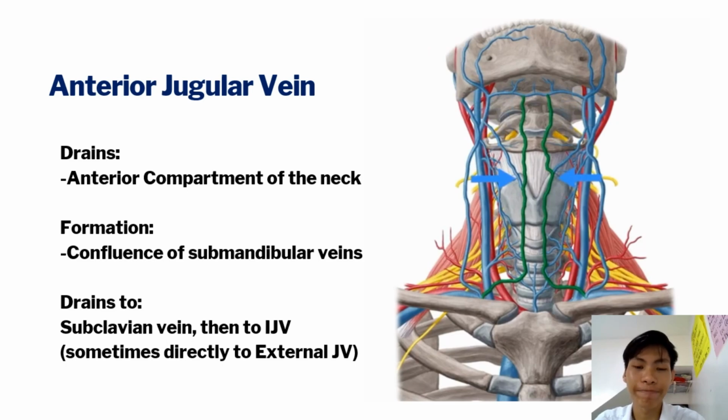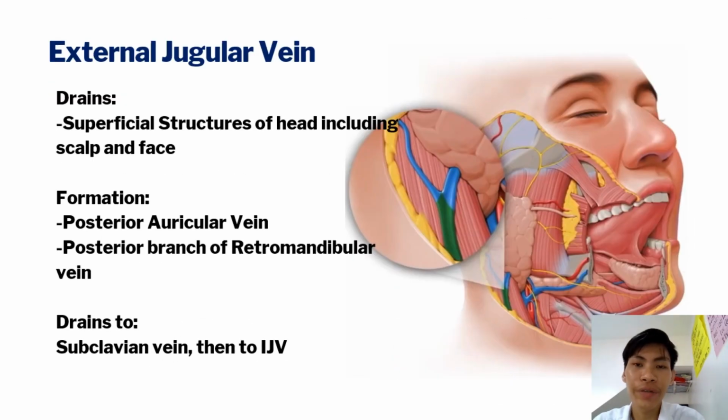The external jugular vein drains superficial structures of the head, including the scalp and face. It is formed by the union of the posterior auricular vein and the posterior branch of the retromandibular vein near the angle of the mandible. This vein travels down the neck superficial to the sternocleidomastoid muscle and drains into the subclavian vein right before it joins with the internal jugular vein, as a continuation of the axillary vein. The subclavian vein ultimately receives the blood from all the veins of the upper limb.